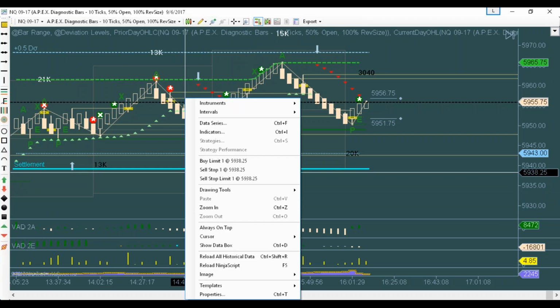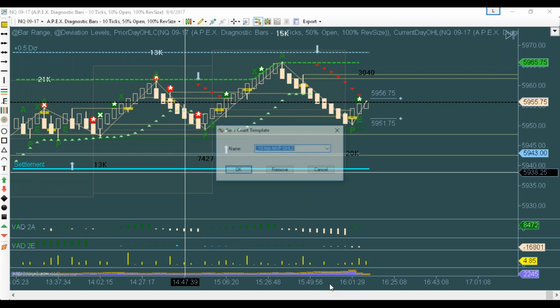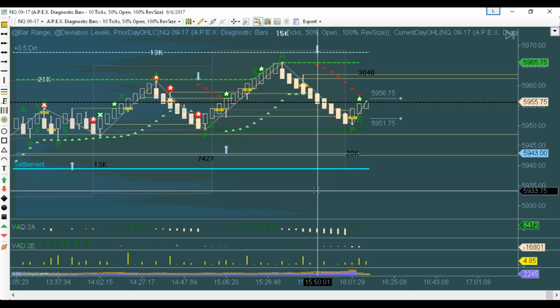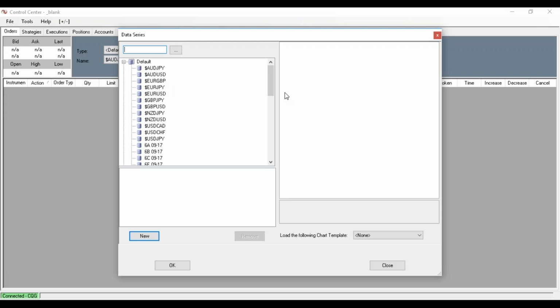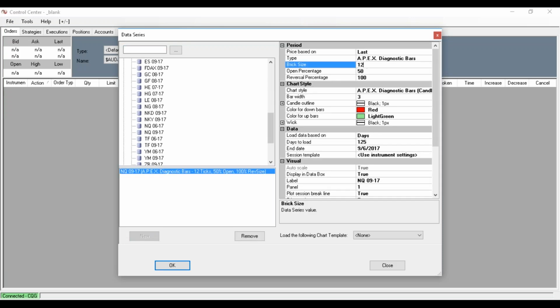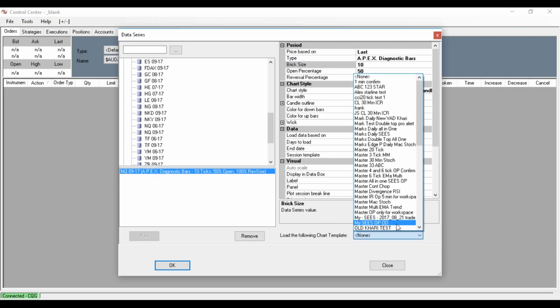Well, now I can just right click and say templates, save as my C's OP OD, for example, right? Hit OK. So the next time I go in to open a chart, I can go new chart, NQ, right? Okay, and I can look for templates, and I see my C's OP OD, right?